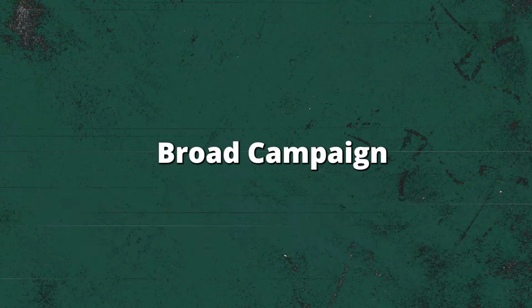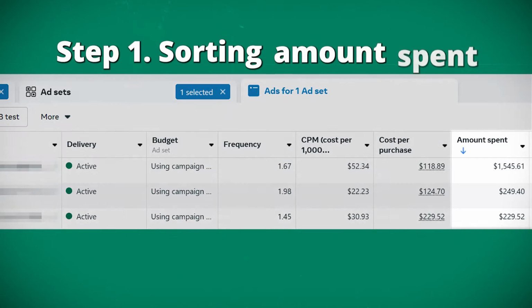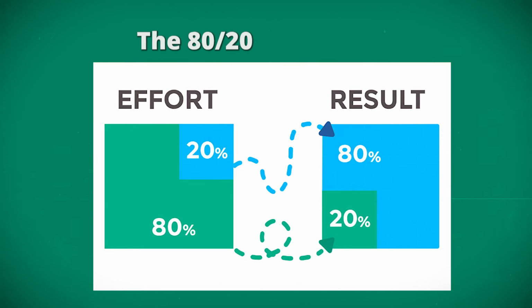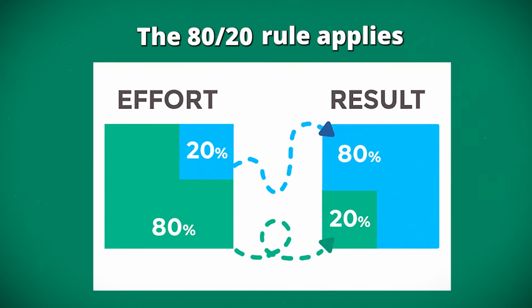Before I dive in to analyze Facebook ads properly, you need to run a broad campaign. That's no interests, no lookalikes, just gender, age, and country. Analyzing anything else is confusing and unreliable. If you want to learn why this works, check out my other video on why 99% of Facebook ads advice is wrong. So start by sorting amount spent highest to lowest. The 80-20 rule applies. Just a few ads drive most of the results.